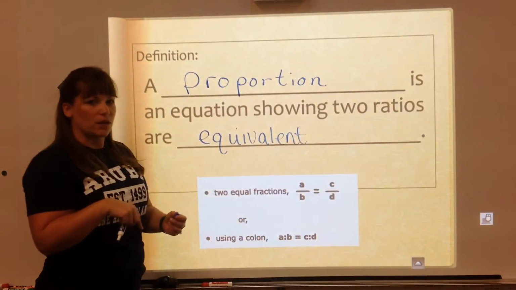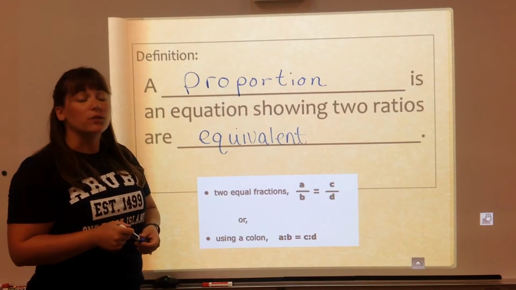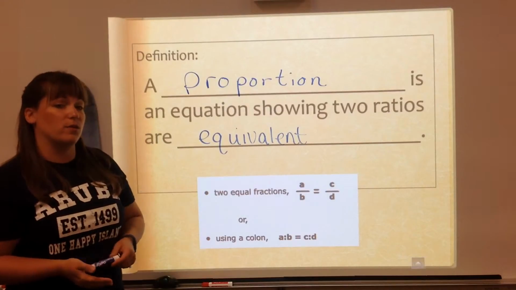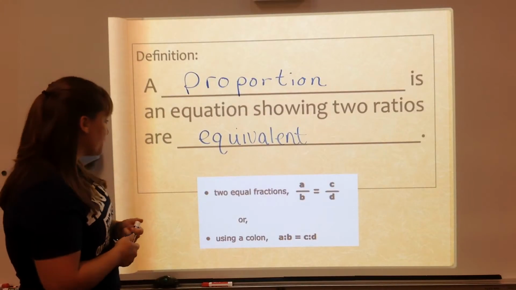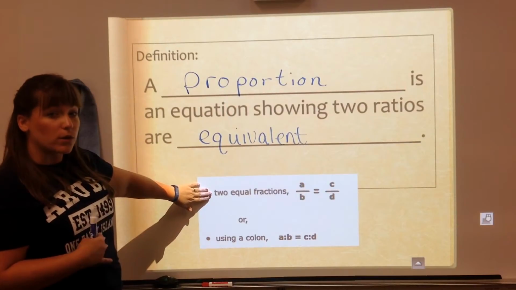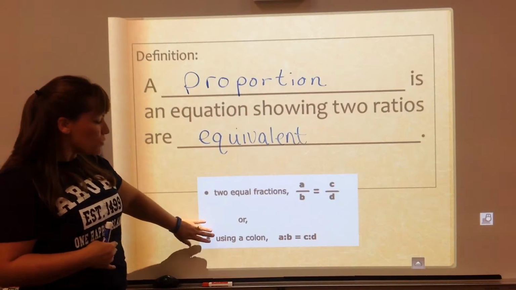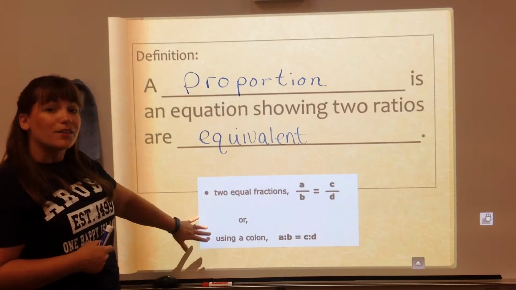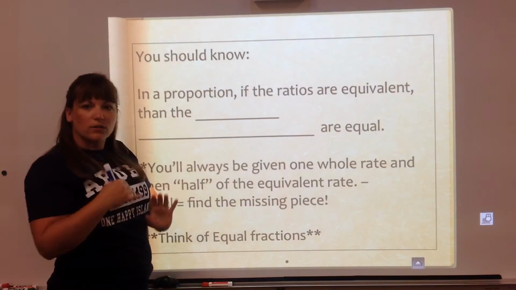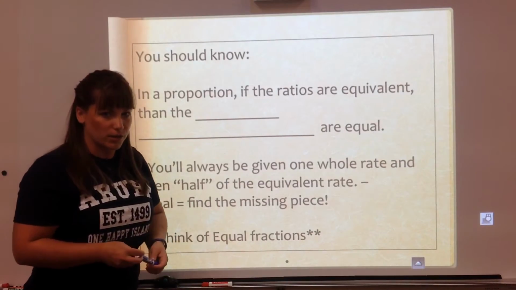So last lesson we dealt with 2 ratios and how to tell if they were equivalent. Now we're going to be doing problems that ask us to solve for part of the equivalent ratio. So you can see one way, the primary way that we're going to be dealing with proportions is with equal fractions. You can use colons, and those are another way to show a proportion as well. I'm going to go down to the bottom and talk about what you should know before doing the center example.